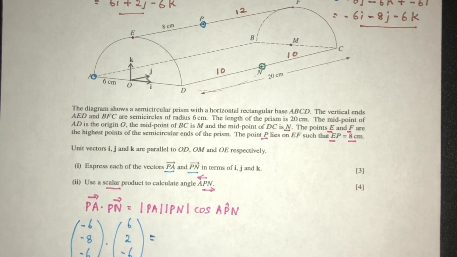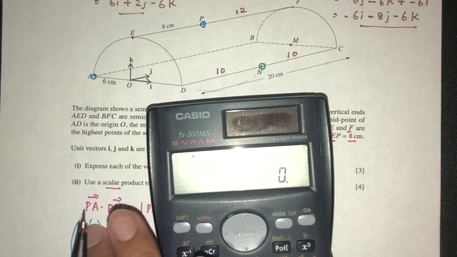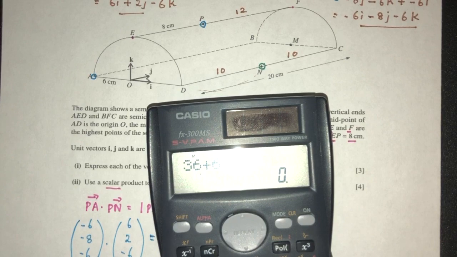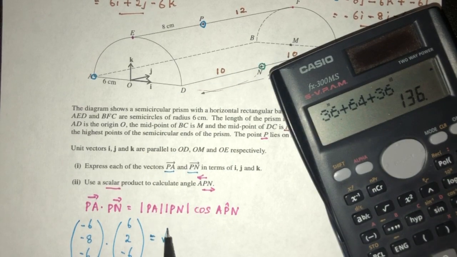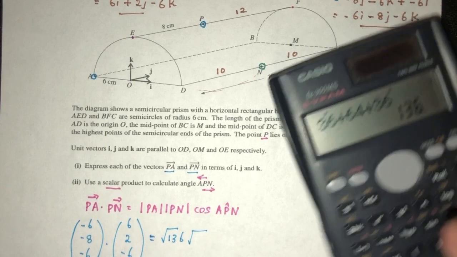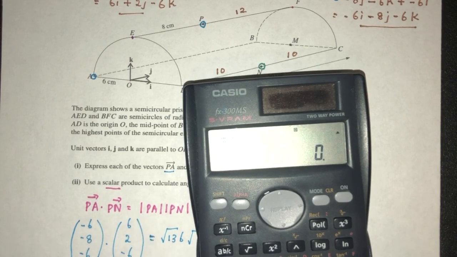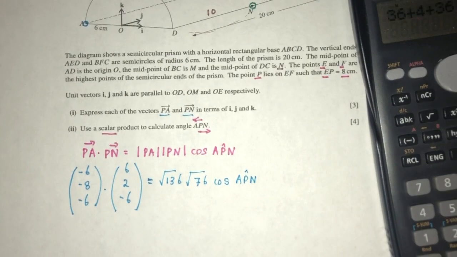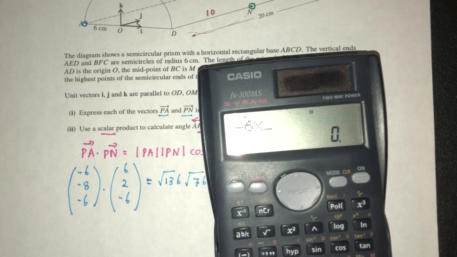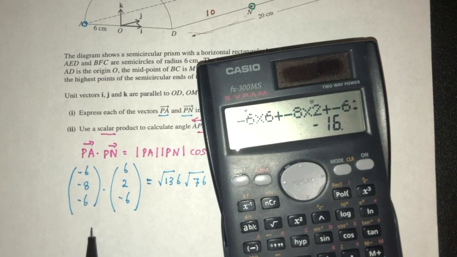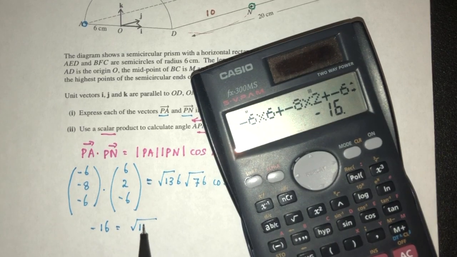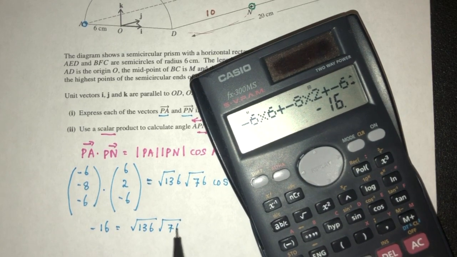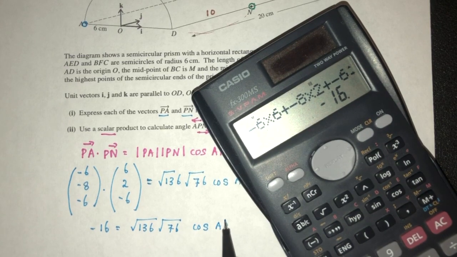So to find the magnitude is pretty easy. We'll just have to square the values. So minus 6 squared is 36, plus 64 plus 36. That will be root of 136. Now for this one, same thing. Square of 6 will be 36, plus 4 plus 36. That will be 76. Cos of the angle APN. Now let's try to simplify this. Minus 6 times 6 plus minus 8 times 2 plus minus 6 times minus 6. That will be minus 16. That will be root 136 times root 76 times cos of APN.